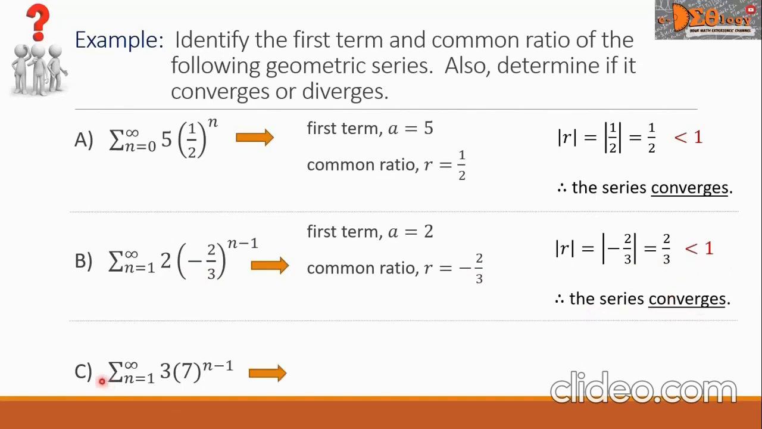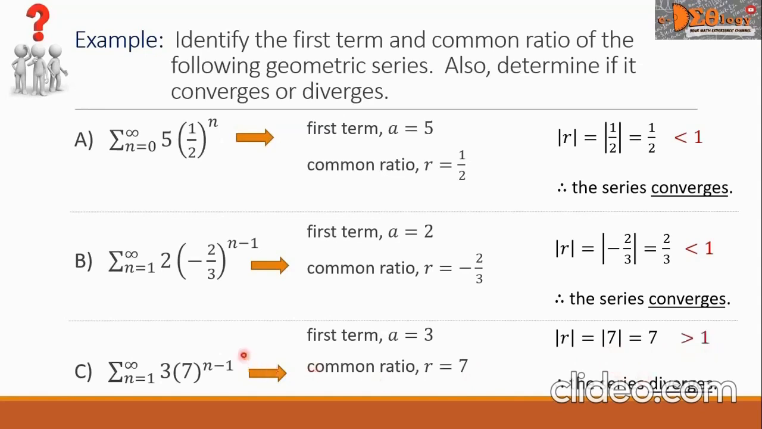Problem C. Summation from n equals 1 up to infinity of the function 3 times the quantity 7 raised to n minus 1. The first term a is equal to 3, and the common ratio r equals 7. Testing for convergence or divergence, we say that the absolute value of r equals the absolute value of 7. Therefore, this is equal to 7, and we can see that 7 is more than 1. Therefore, this series diverges.